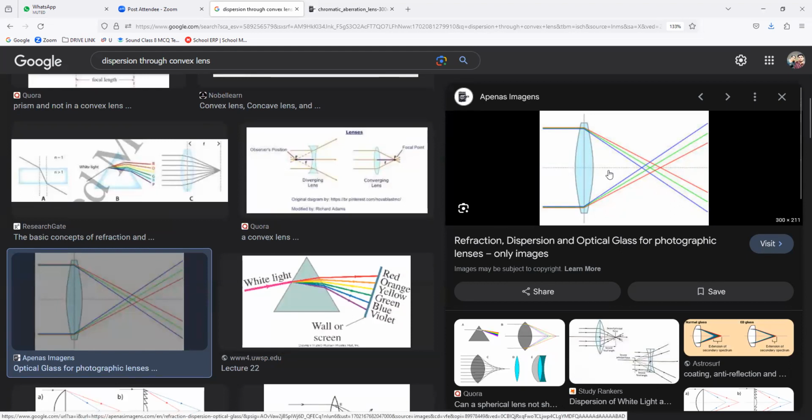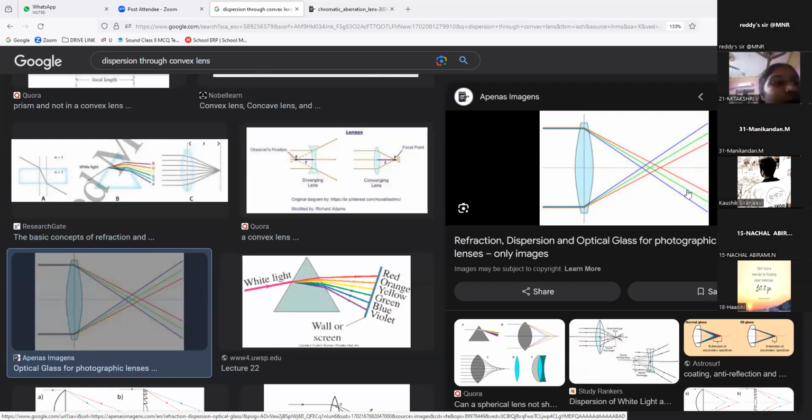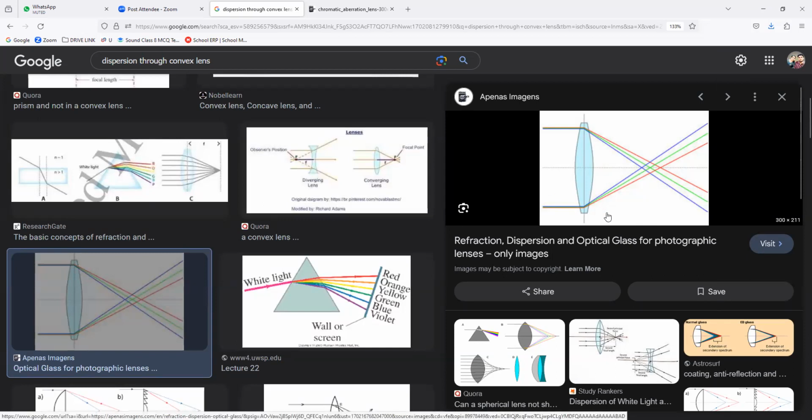See here, everybody. Which light is converging closest to the lens? Violet light. That is only what they are asking. Clear, everybody? Which is closest to the lens? Violet light. Okay. So that is the only question. Am I right or wrong?